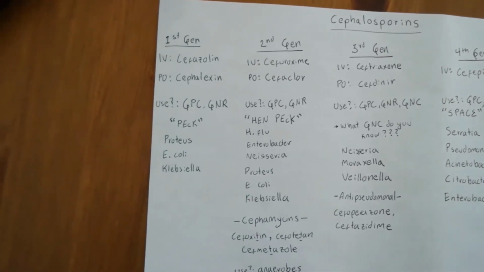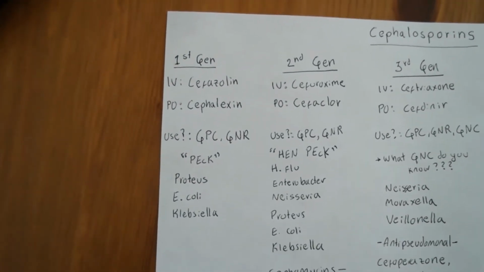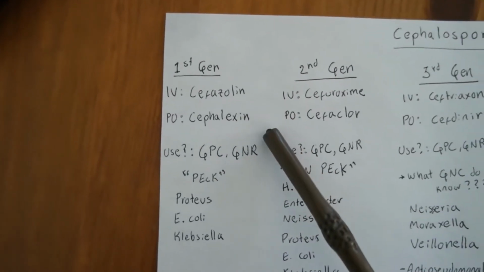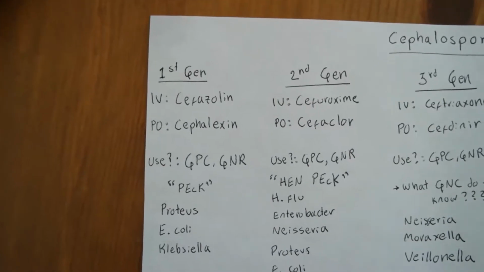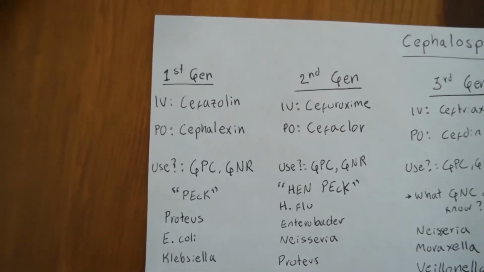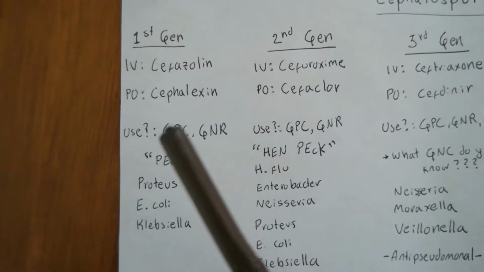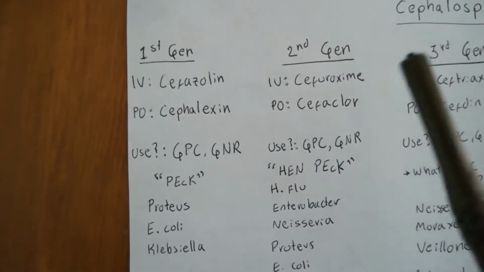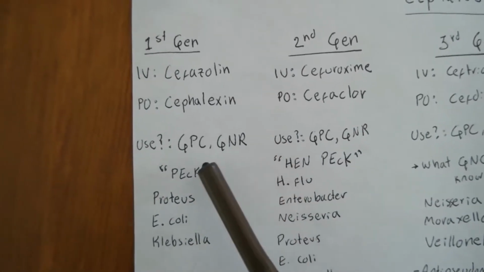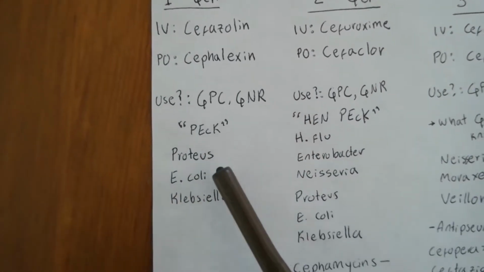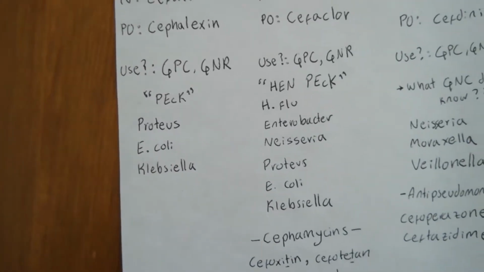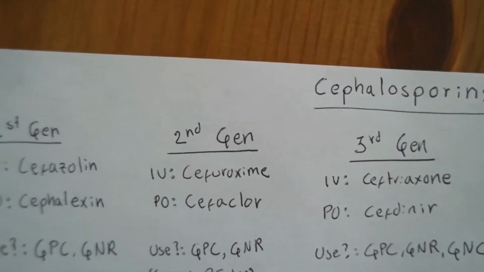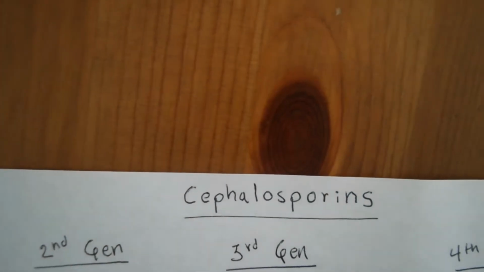Do you know any cephalosporin in the first generation? We have IV presentation and PO presentation, cefazolin and cephalexin. And do you know why we use that for? There you go, gram-positive cocci and gram-negative rods. The mnemonic to remember the gram-negative rods that they cover is PEC, as Proteus, E. coli, and Klebsiella.